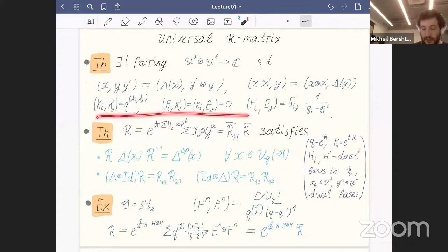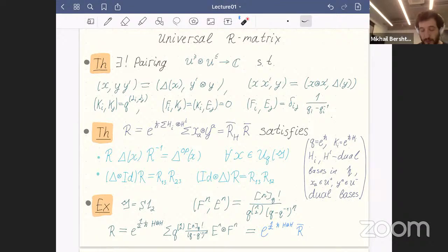Okay, so there exist such pairings, this integral theorem, which can be proven, but it takes an hour or so. And the next theorem is that using this pairing, we can construct the element R, which belongs to U tensor U, or U plus U greater than or equal tensor U less than or equal, which actually belongs to some extension because the sum can be infinite, but anyway.